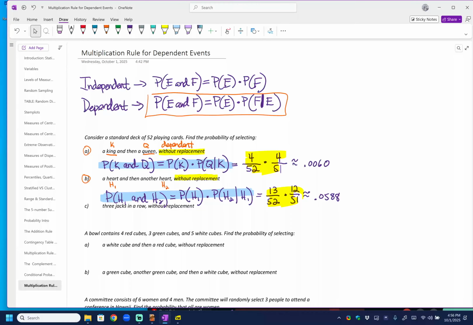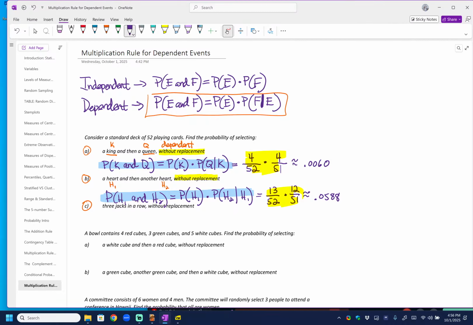For example, if we do our final card example scenario, it says, what's the probability of picking 3 jacks in a row? So instead of writing J1, J2, J3, and the probability of J1 and J2, there's no reason to do that. We don't have to write all of that out. Instead, let's just jump right into finding this probability from scratch using the multiplication rule for dependent events.